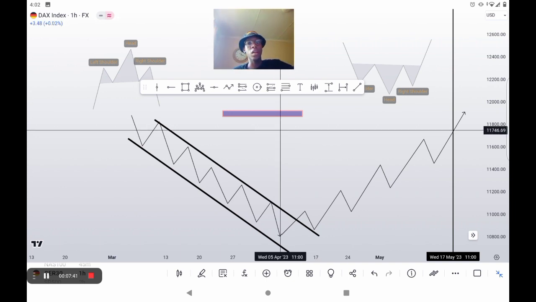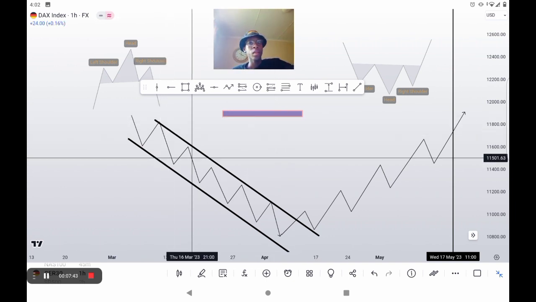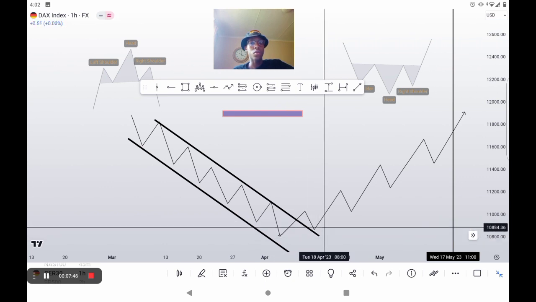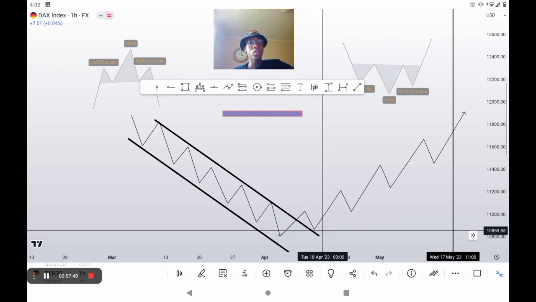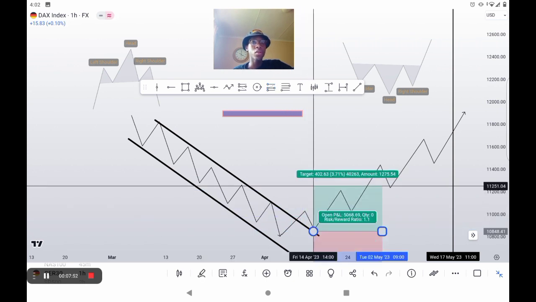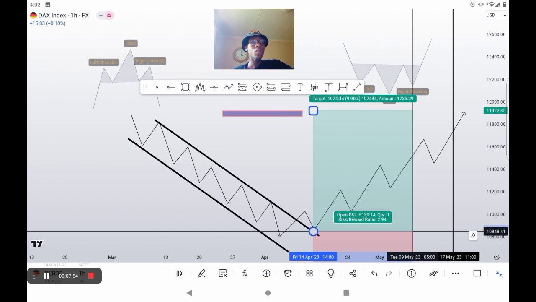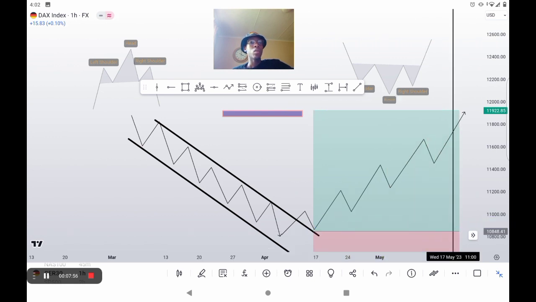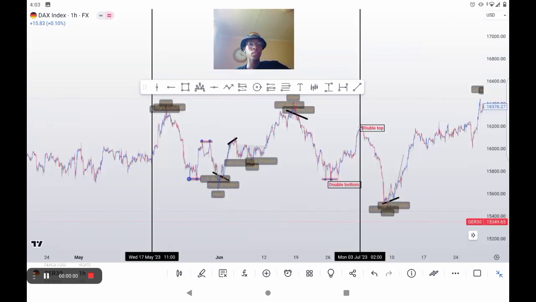Remember the trend started here, right? And this is where we broke out the trend and this is our retest. So this is the same scenario as this. If you enter as a retest of a breakout, you actually wait until the price reaches where the trend started.